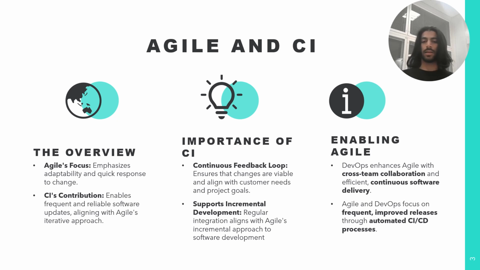And then last but not the least, CI enables Agile. In practices like DevOps, they enhance Agile with cross-team collaboration and with continuous software delivery. It's efficient. Moreover, Agile and DevOps focus on frequent, improved releases through automated CI/CD tools like Jira. There are many different pipelines for different kinds of projects.